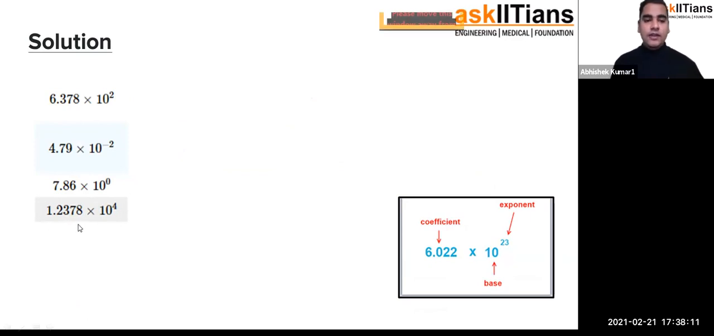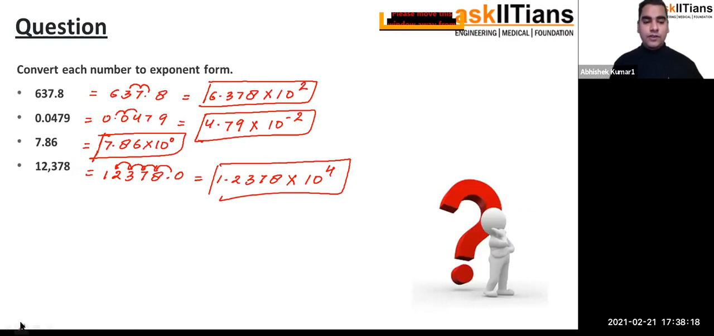Okay. The third one is 7.86 into 10 raised to the power 0 because that was already in the standard form. Fourth one is 1.2378 into 10 raised to the power 4. So that's exactly what we got here. Is that clear? So this one is correct, this is correct, this is correct, this is correct. All four are correct. And I hope you all got how we do it.